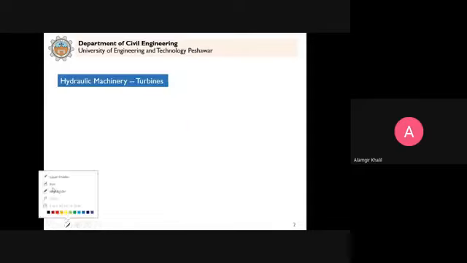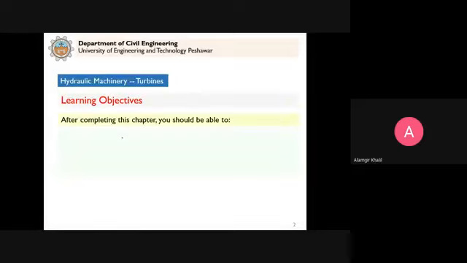Now, before we start this chapter, the learning objectives for this chapter. After completing this chapter, you should be able to identify various types of turbines and understand how they work. So just like we studied pumps in the previous lecture, in this class we will study the other important category of hydraulic machinery, that is turbines. So we will study what is a turbine, what are the different types of turbines, and we will understand how they work.